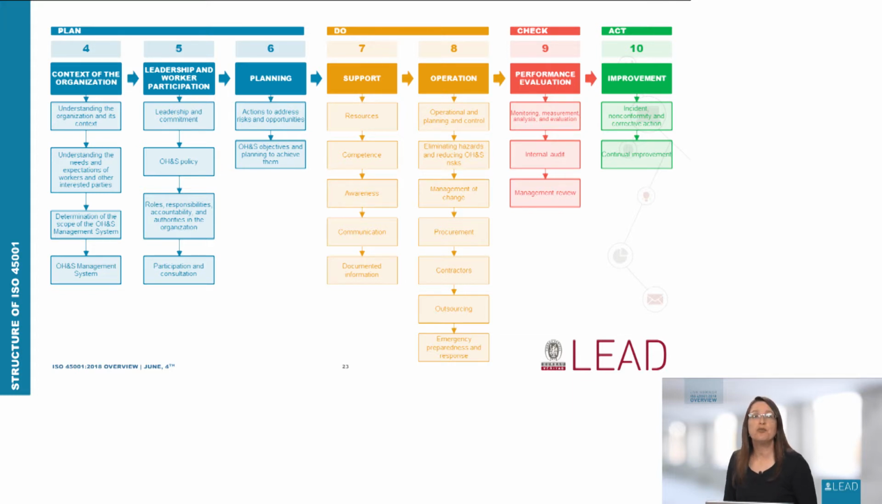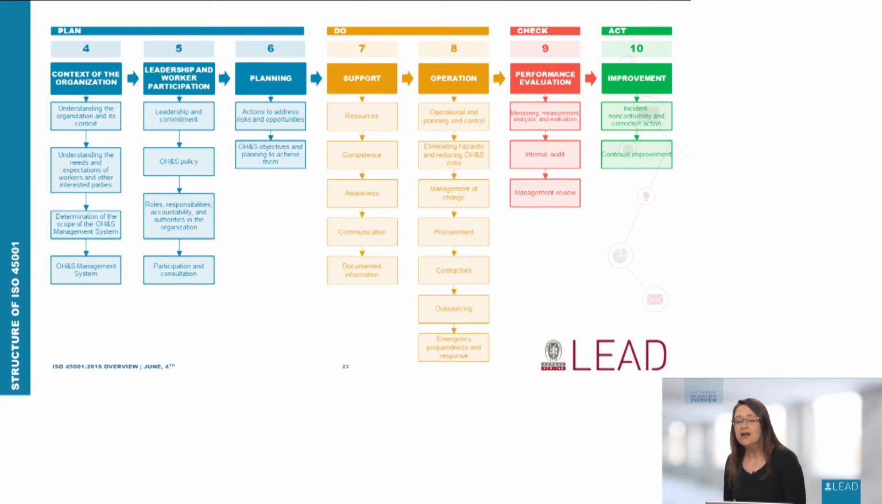We also find procurement as a new subclause, and under procurement, we find contractors and outsourcing as subclauses. In modern day businesses, we often find that we are using outsourced processes. So this is much more of a modern day approach. And of course, we have emergency preparedness and response as an operational process.